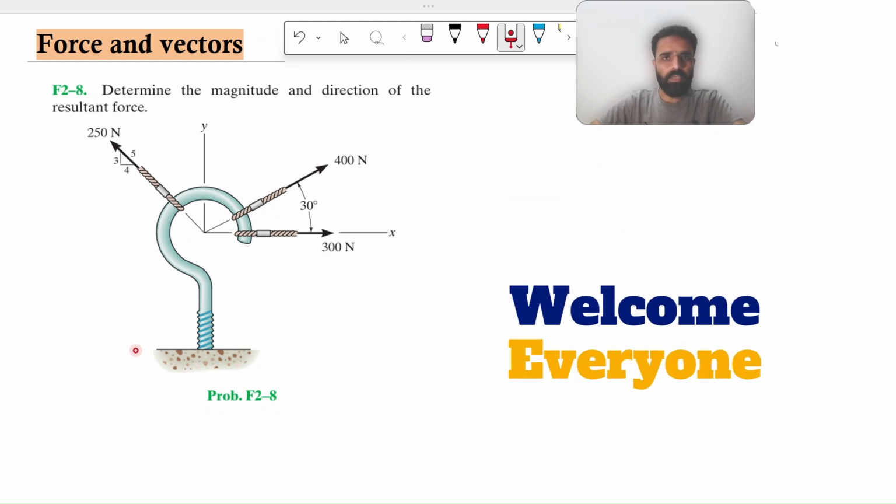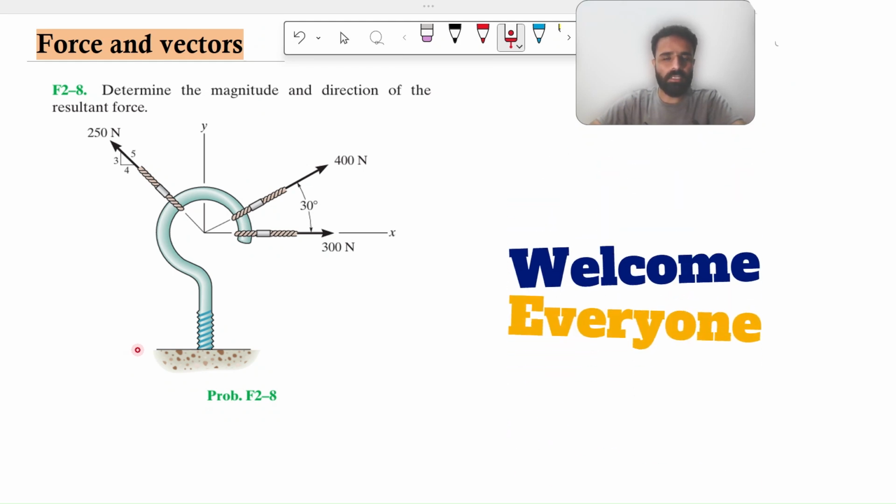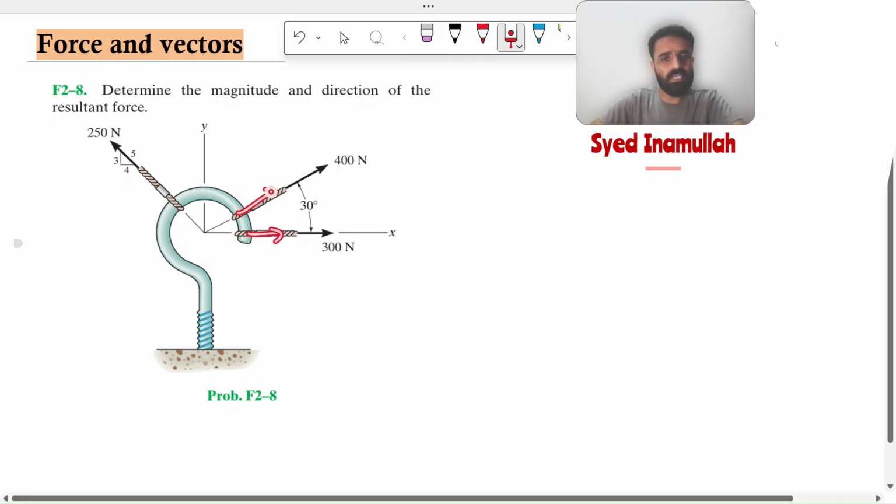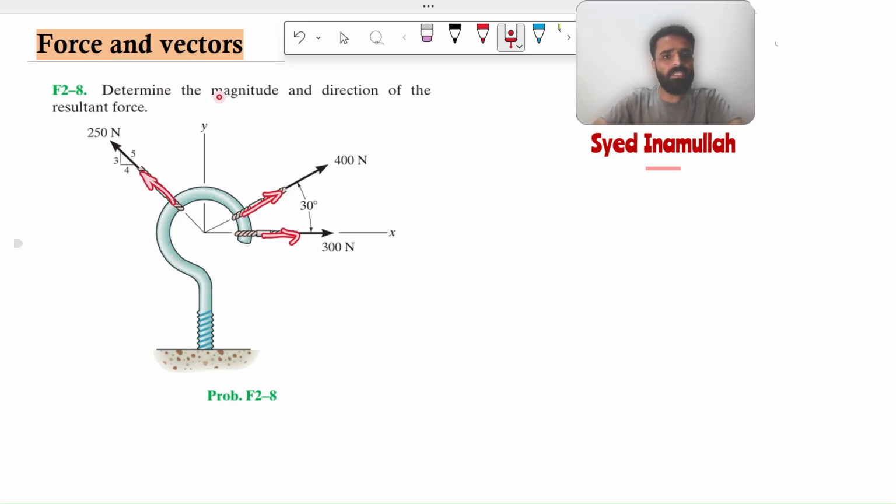Welcome everyone. In today's tutorial, we will be solving fundamental problem number 8 of chapter 2, force and vectors. In this problem, a hook is given, with three forces acting outward from the hook at different directions. We will be determining the magnitude and direction of the resultant force.